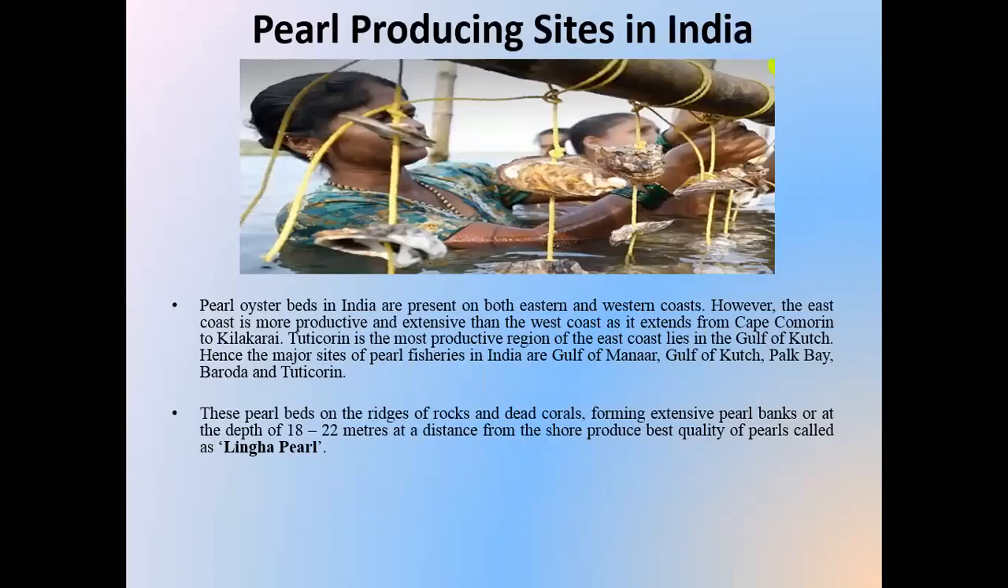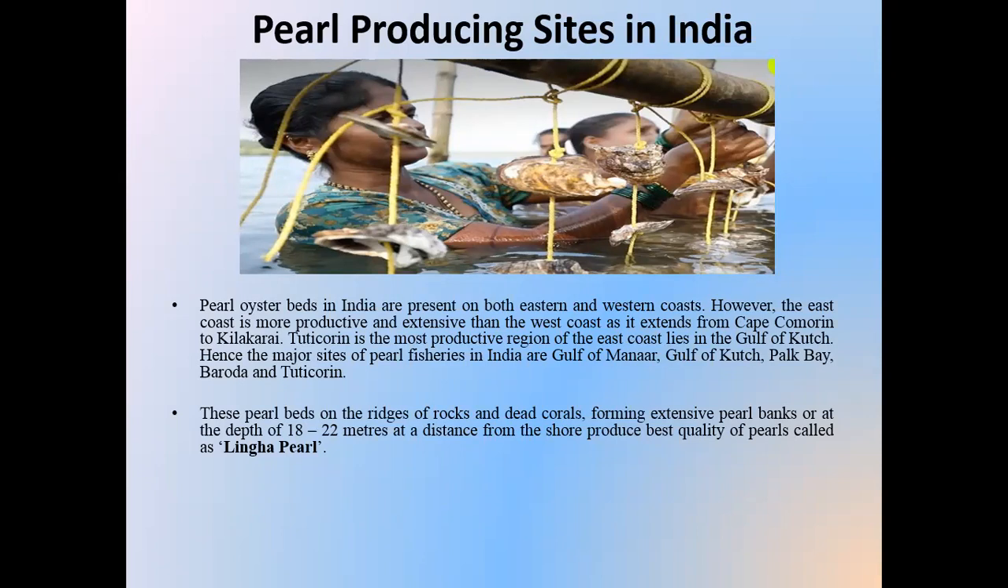These are the pearl producing sites in India. Pearl oyster beds in India are present on both the eastern and western coasts. However, the east coast is more productive and extensive than the west coast, as it extends from Cape Comorin to Kilakarai. Tuticorin is the most productive region of the east coast.